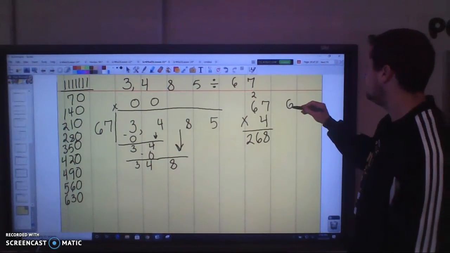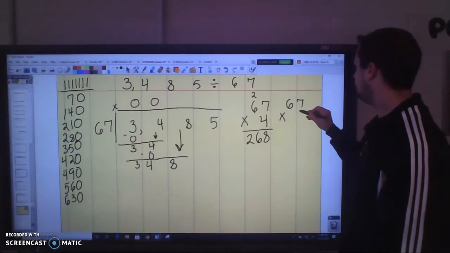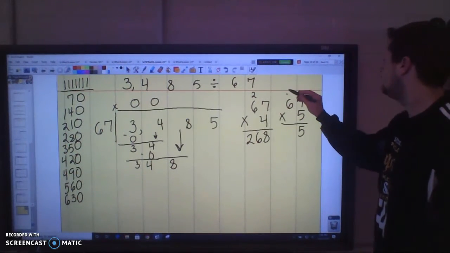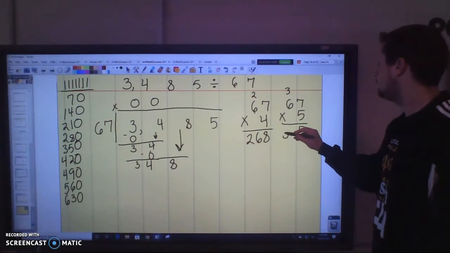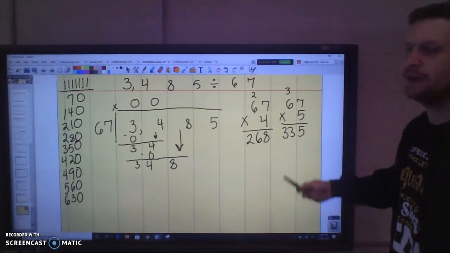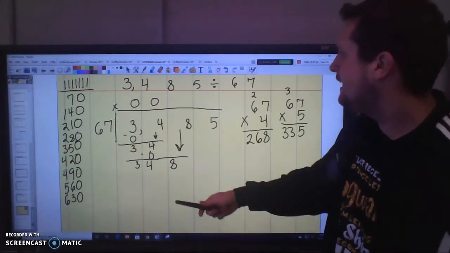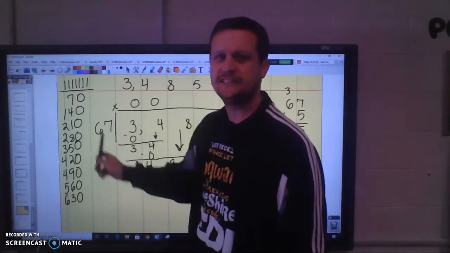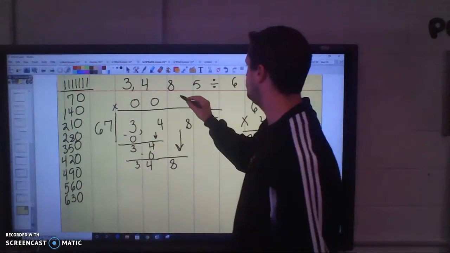I'm going to do 67 times 5. So 5 times 7 is 35. 30 plus 3. So that's 335. So that's the best one. And the reason why it's like that is because 67 is actually less than 70. So I'm going to keep going.